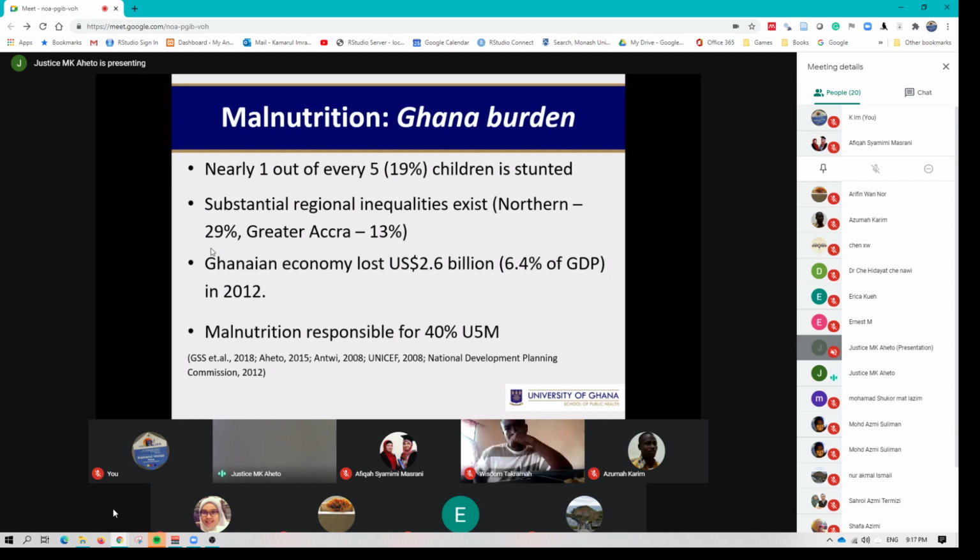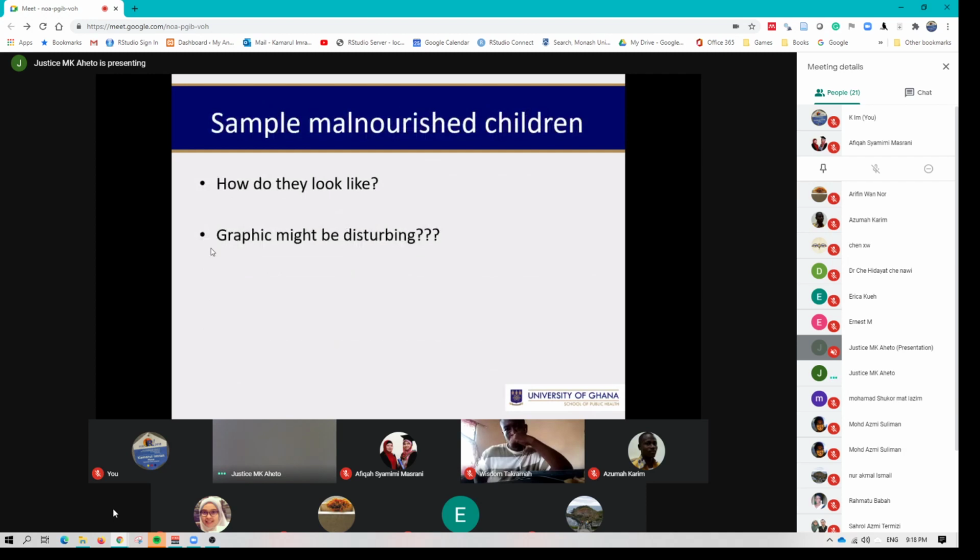And if you put all these indicators together, it indicates a worrying situation for Ghana and something that we need to work on. Hence the need for some of us who are into the research to do further work to inform policy decisions. Okay. Now I've talked about malnourished children, but I haven't showed you how they look like and that kind of stuff.